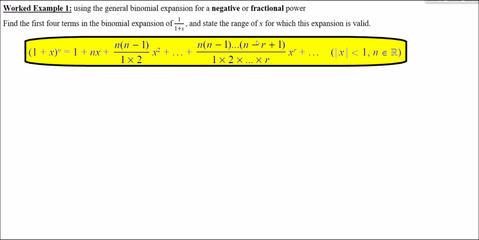So all we need to do here is consider this expression in terms of a single power of (1 + x). So we've got the reciprocal of (1 + x). First thing to note is 1 over (1 + x) is one and the same as (1 + x) to the power minus 1. And so we can use this expansion here. Our n in this case is simply negative 1.